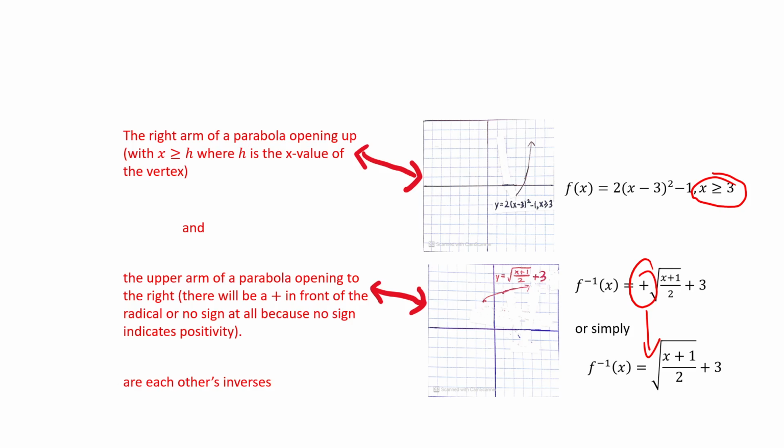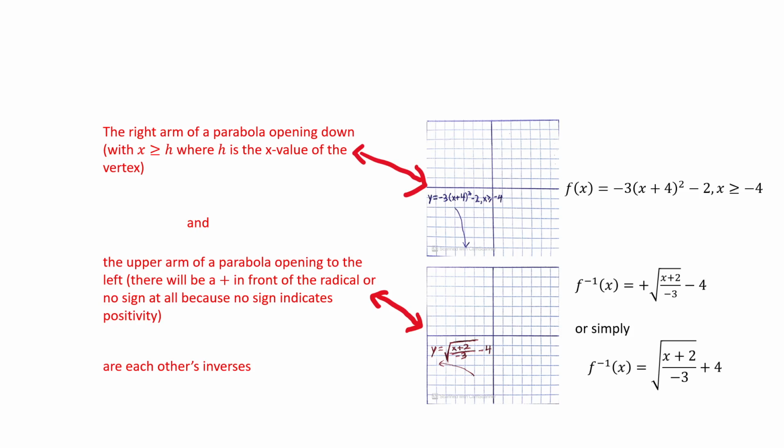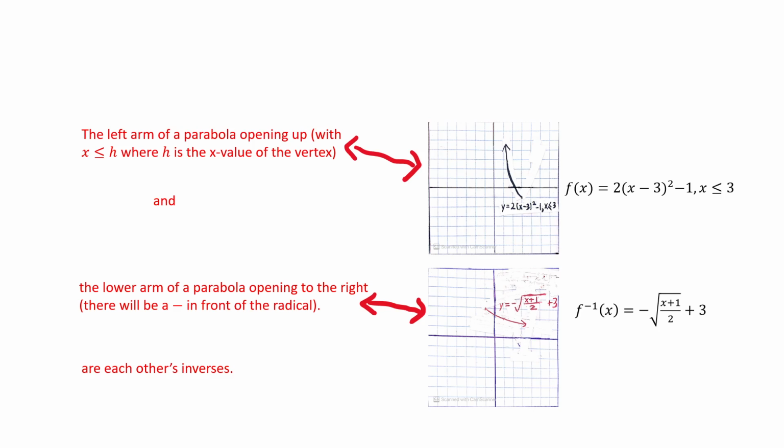Okay? And it also works the other way. So if you begin with this function here, its inverse will be that one up there. Okay? The right arm of a parabola opening down and the upper arm of a parabola opening to the left will be each other's inverses. I know that I'm keeping the right arm of the original function because it says x greater than or equal to negative 4, and I know I'm keeping the upper arm of the sideways opening parabola because I've got a positive in front. The left arm of a parabola opening up and the lower arm of a parabola opening to the right will be each other's inverses.